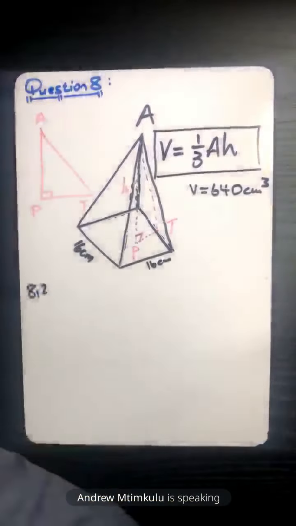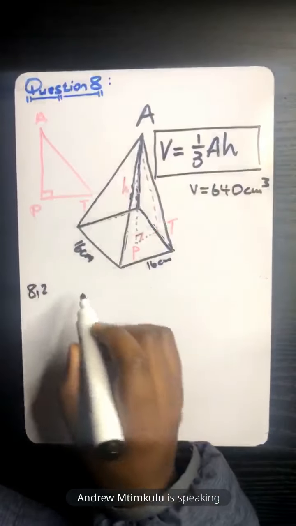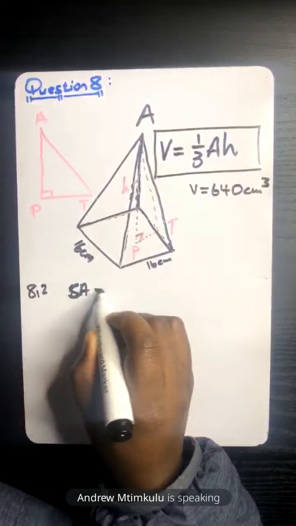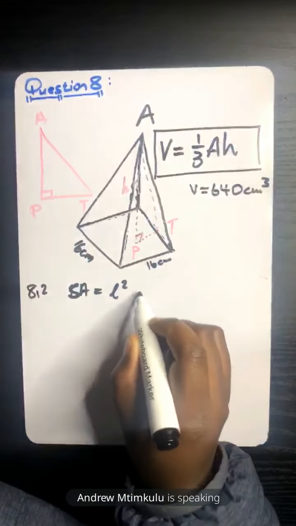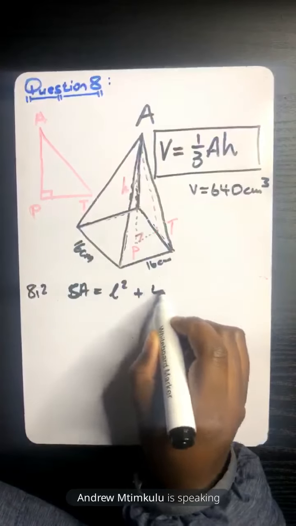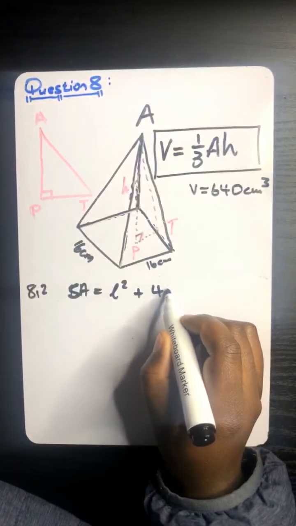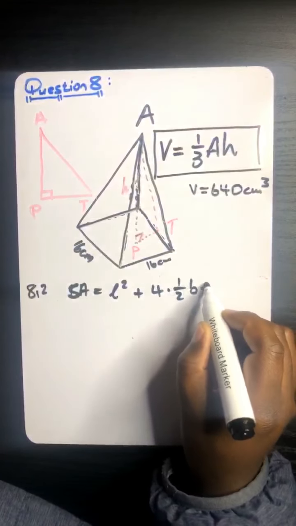Someone wants to give it a try. The surface area is length squared for the area of the square, and 4 times half base times height.